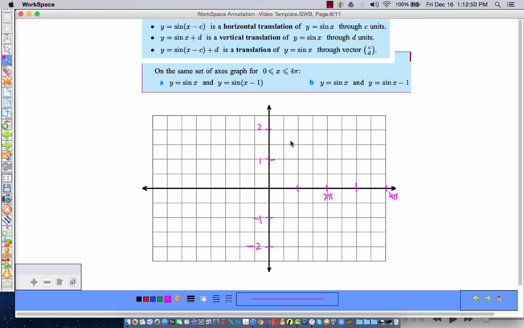So let's see, we're going to do y equals sine x and y equals sine x minus 1. That's actually a little bit easier. I think the vertical shifts are always easier. So quick sketch of our sine curve, and maybe you're to the point where you don't even need to do it. You can just see it.